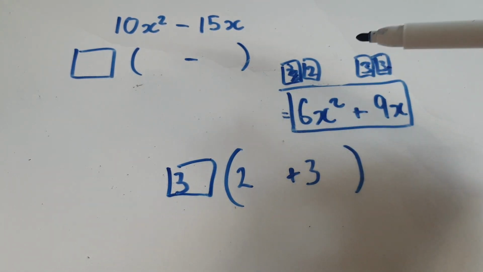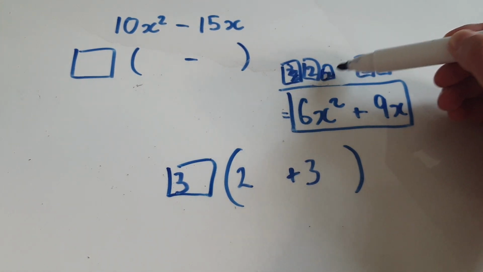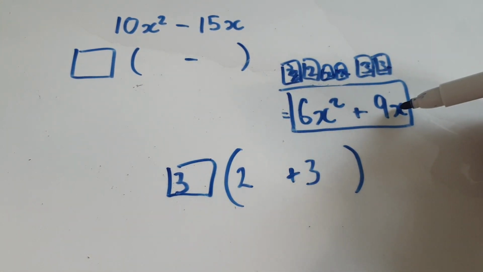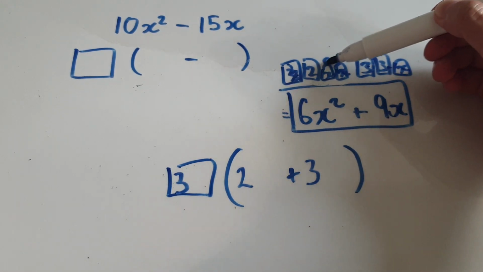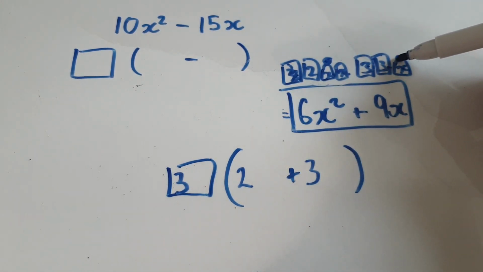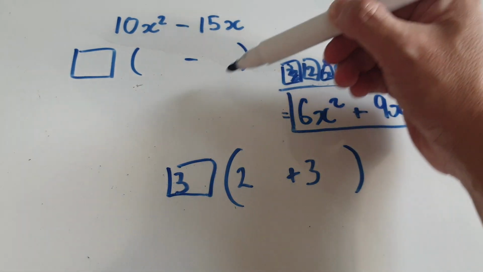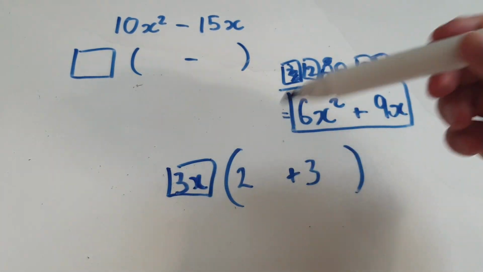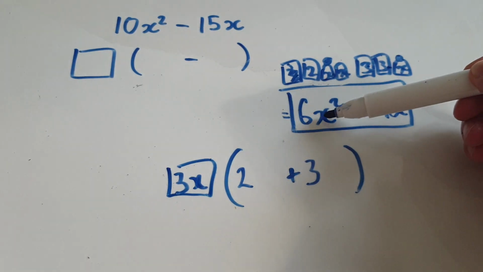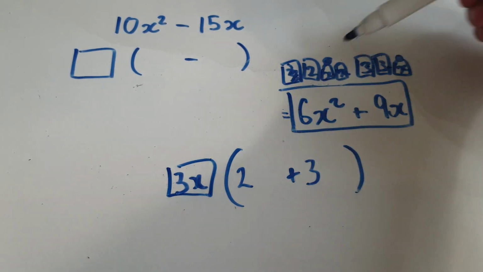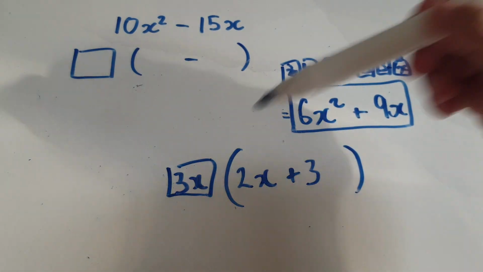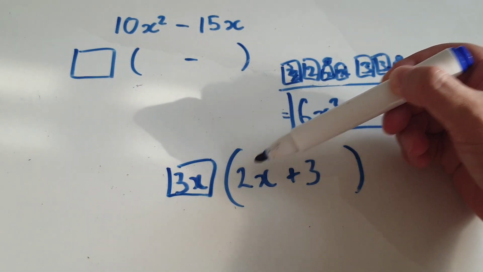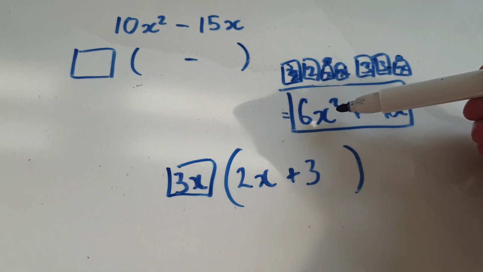Now look at the x. X squared means a block of x and a block of x. There's one block of x here. What's in common is actually one block of x. So you drag out the block of x, and then this times what will give me 6x squared? Well, if you drag out one block of x here, you still got another one here, x. So now let's check. This times 2x will then give you 6x squared.